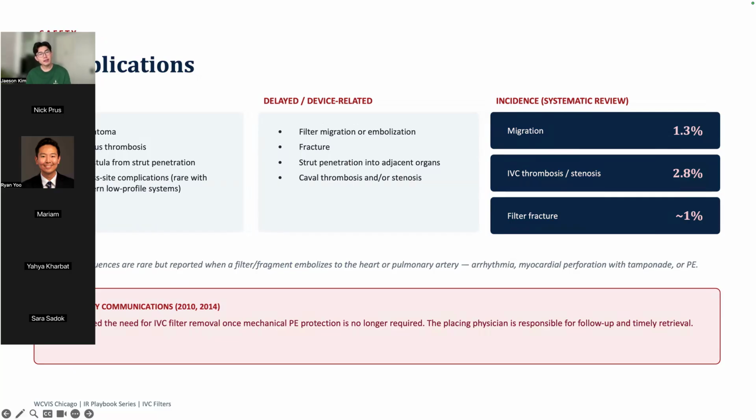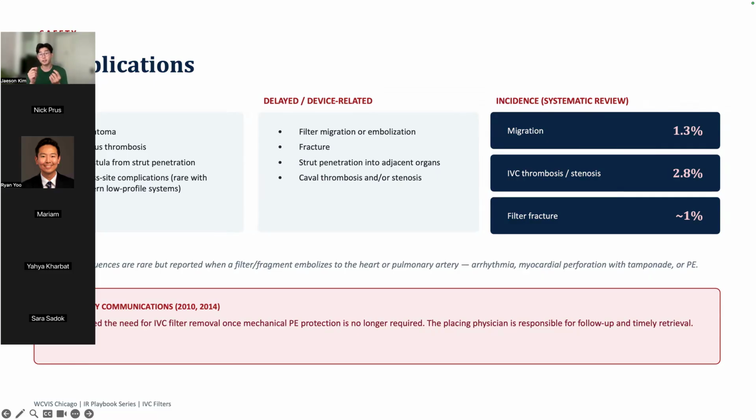Okay, so now let's talk about what can go wrong because no procedure is free of risk. The common issues are things like a bruise at the access site, a clot forming, or a small abnormal connection between the artery and the vein from the filter's legs. Access site problems are pretty rare now, thanks to ultrasound guidance and smaller equipment. The delayed problems are more specific to the filter. It can shift out of position.